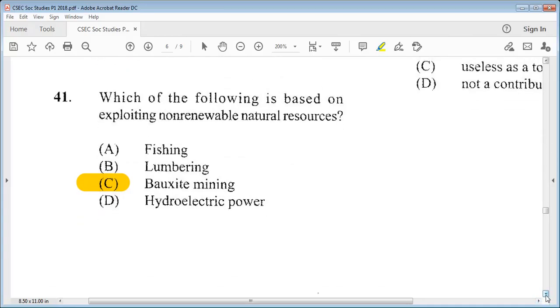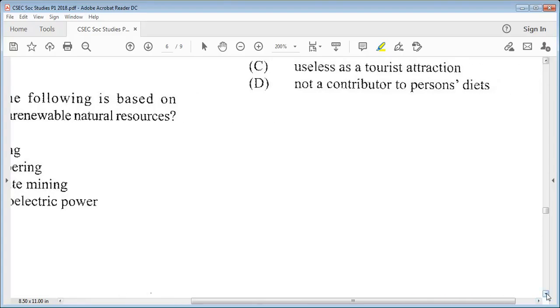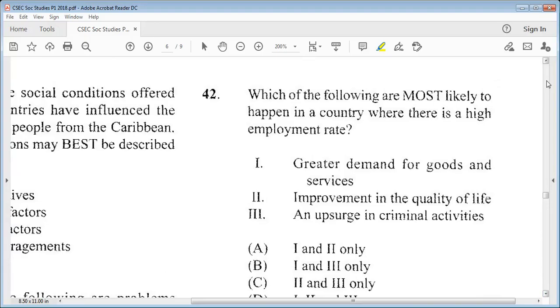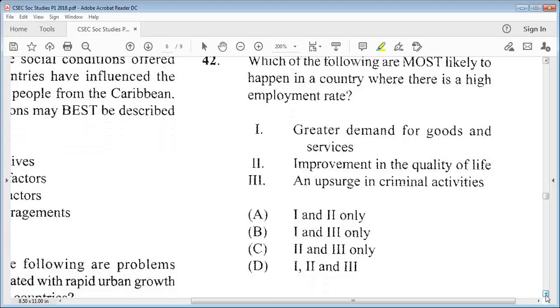So let's go on to number 42. Here it says, which of the following are most likely to happen in a country where there is a high employment rate? 1, greater demand for goods and services. 2, improvement in the quality of life. 3, an upsurge in criminal activities. A, 1 and 2 only. B, 1 and 3 only. C, 2 and 3 only. Or D, 1, 2, and 3. So what is most likely to happen in a country where there's a high employment rate?